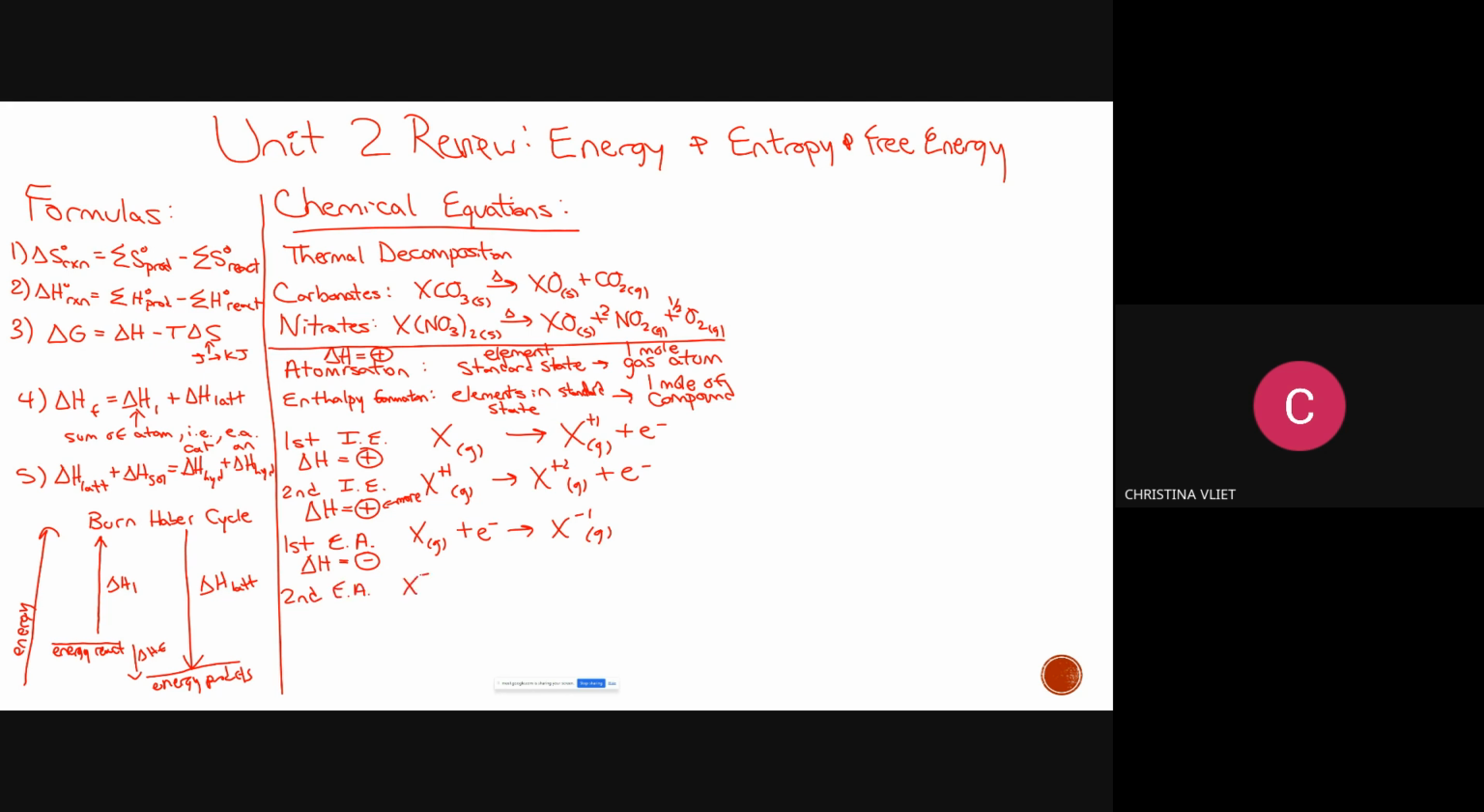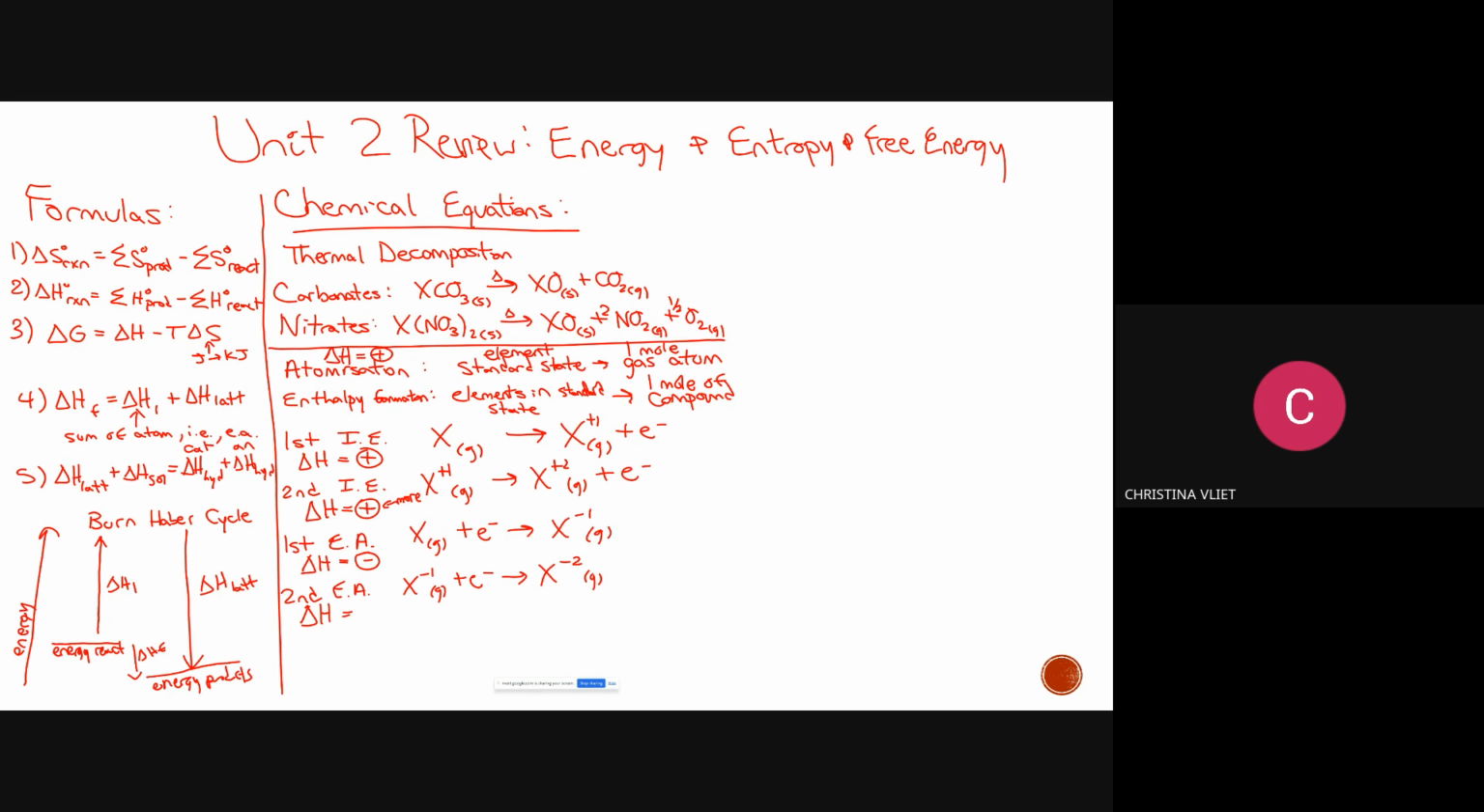We would now start with X minus 1 and end with X minus 2. Delta H, positive or negative? This was actually something that was brought up in the class that I taught. The first electron affinity, you always release energy.